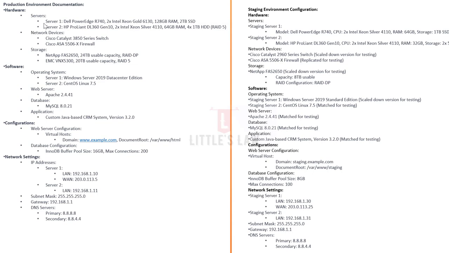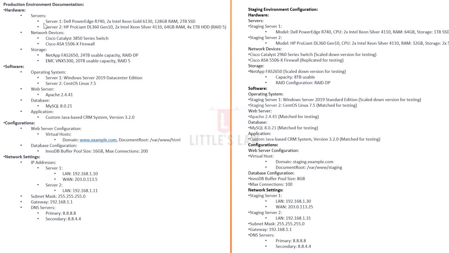hardware configuration, you can see the server configuration. Here in this example I have two servers, server 1 and server 2. I have a Dell PowerEdge R740 with 2 Intel Xeon Gold 6130 processors and 128 GB RAM with 2 TB SSD. And the next server has 64 GB and a 4 TB HDD, which is the old one, a RAID 5 model.